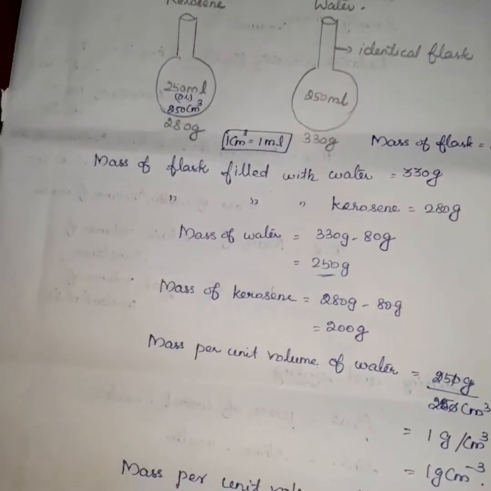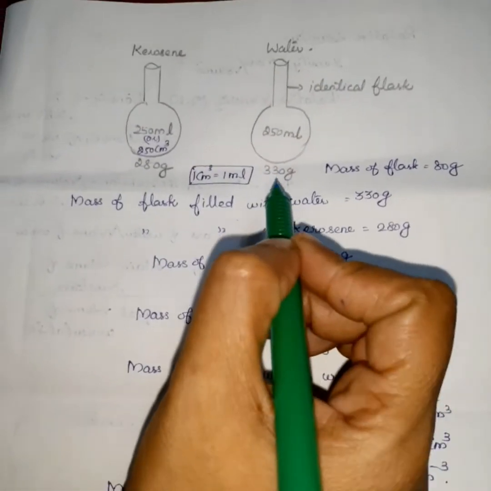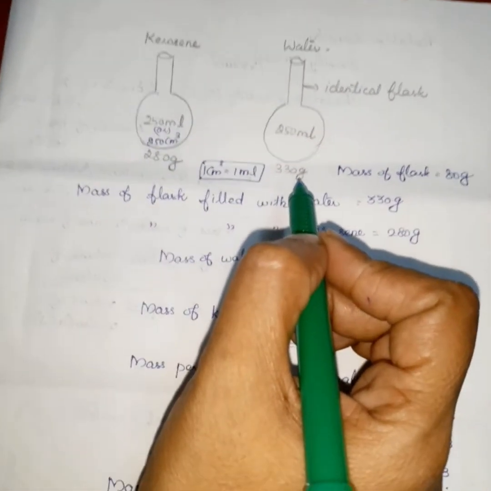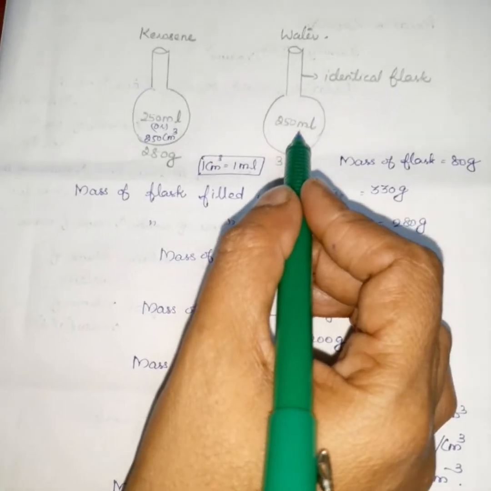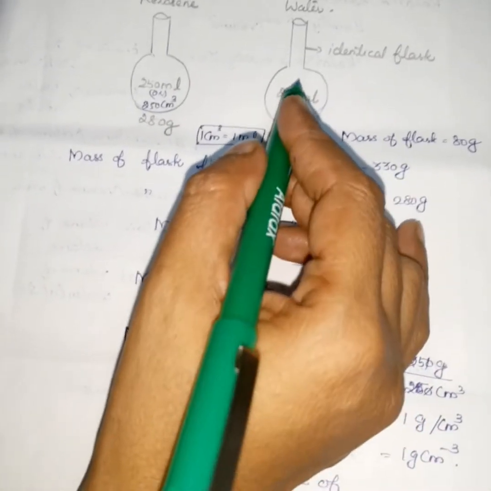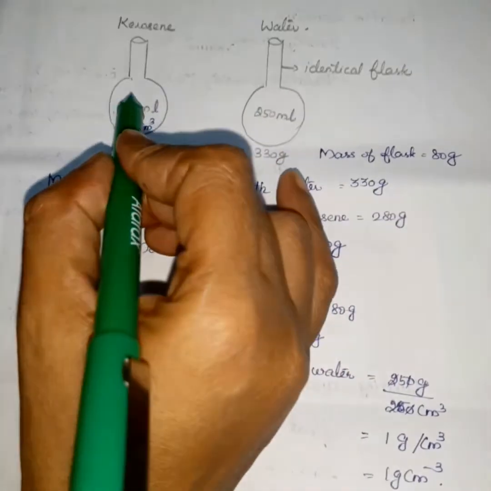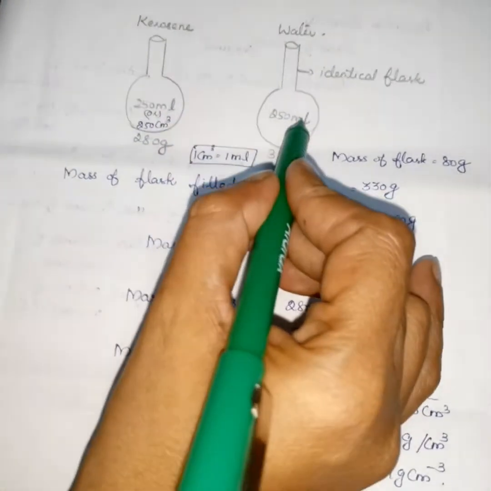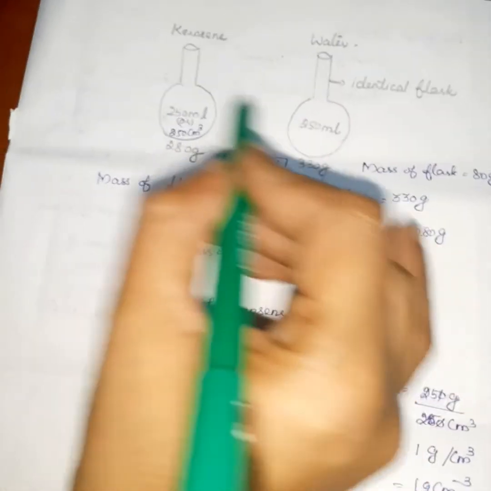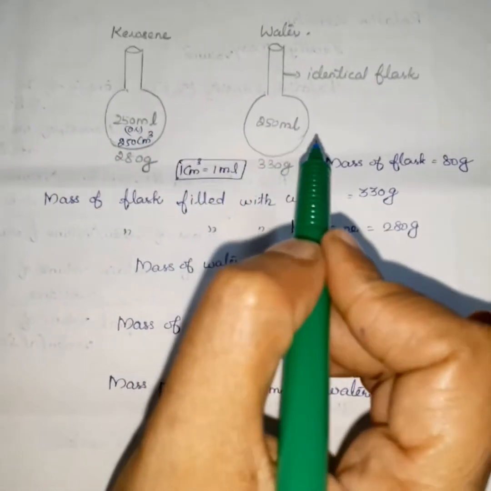Okay. Now measure the mass using the balance. So we use the digital balance. Now you calculate the mass. Okay. Now what do you understand here? The flask filled with water is heavier than the flask filled with kerosene. So now you calculate the mass per unit volume of water and of kerosene.